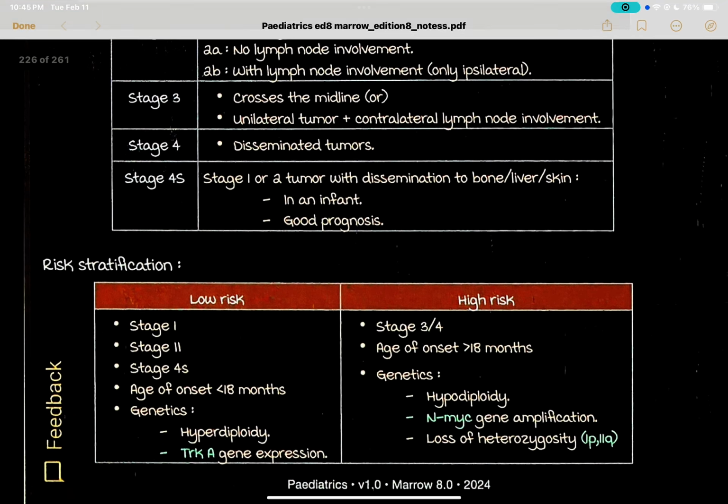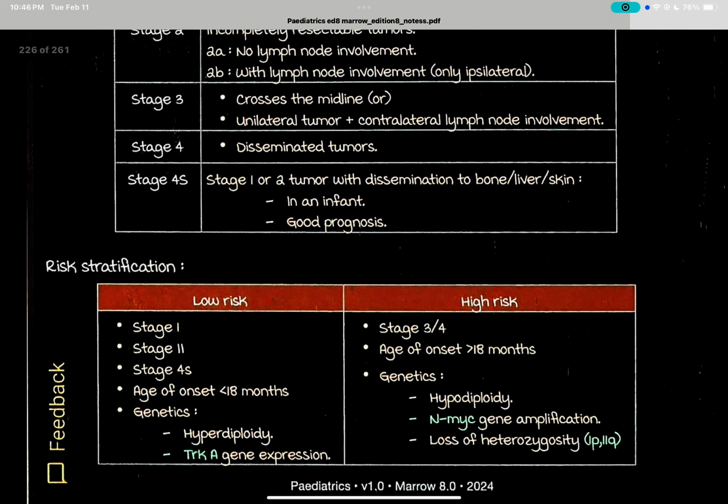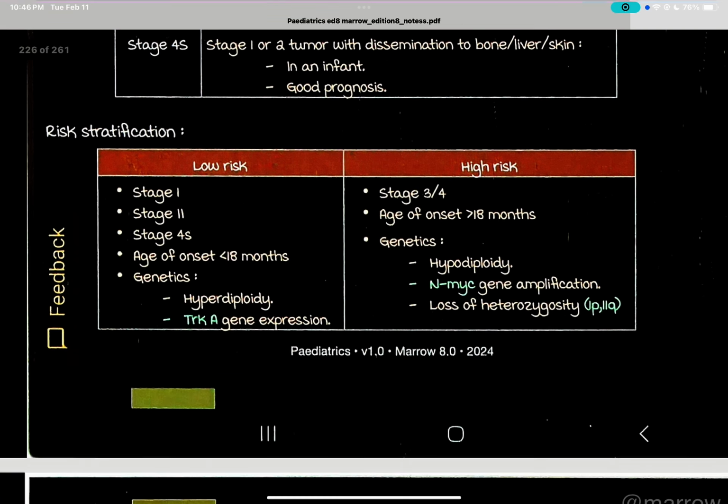That's all low risk. High risk is stage 3 and 4: the tumor crosses the midline, or a unilateral tumor plus contralateral lymph node involvement, and stage 4 disseminated tumors. Age of onset is after 18 months. Genetics: hypodiploidy, NMYC gene amplification, and loss of heterozygosity at 1p and 2q.